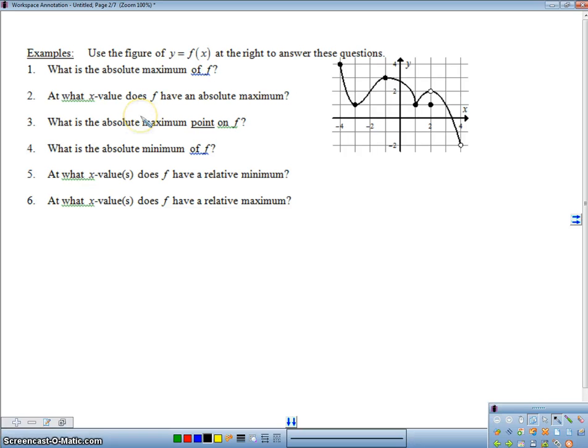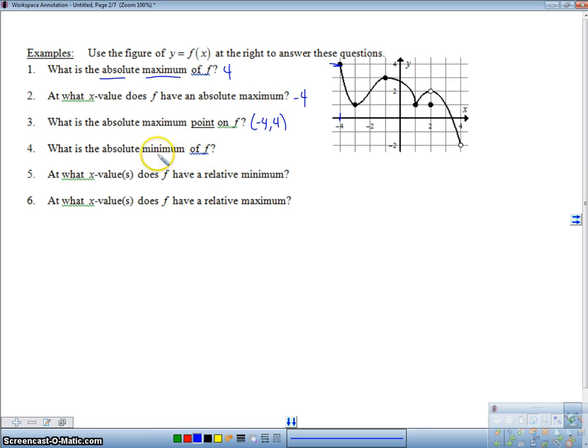What are the absolute extrema of... Sorry about that. What is the absolute maximum of f? Remember, the absolute maximum is a y value. So the absolute maximum of f is this y value here, which is 4. What is the x value at the absolute maximum? Right here, that's negative 4. What's the point? The point is negative 4, comma 4.